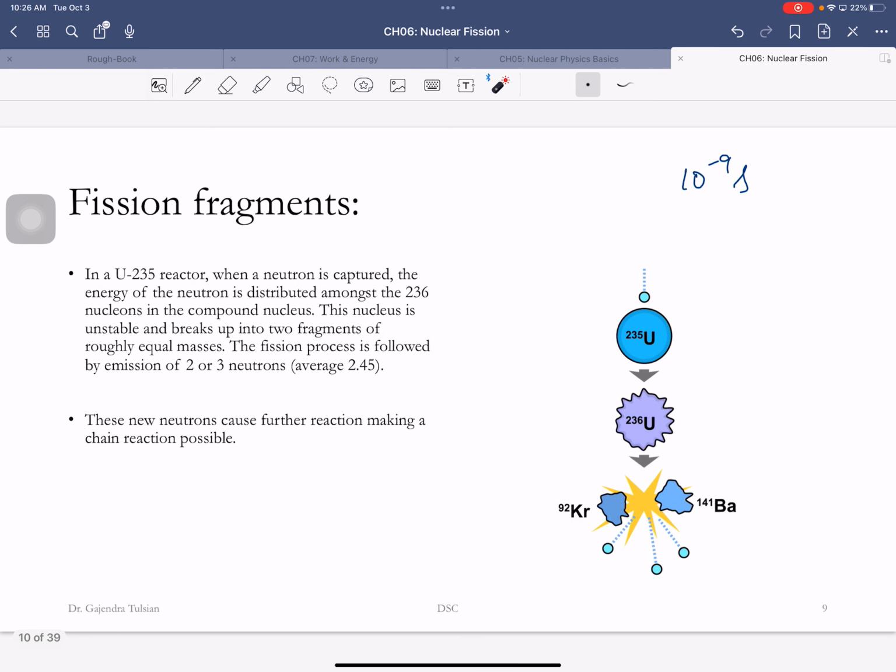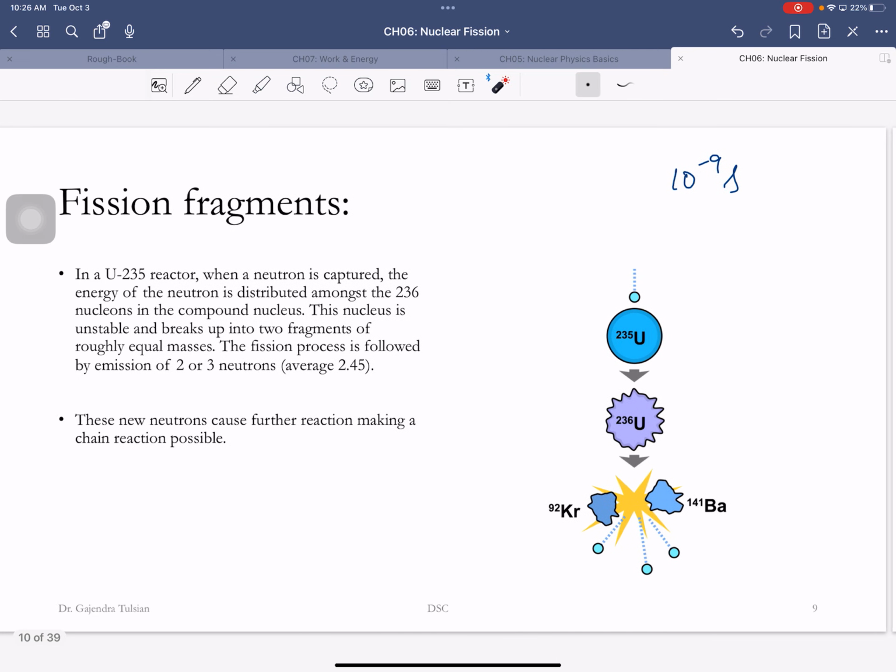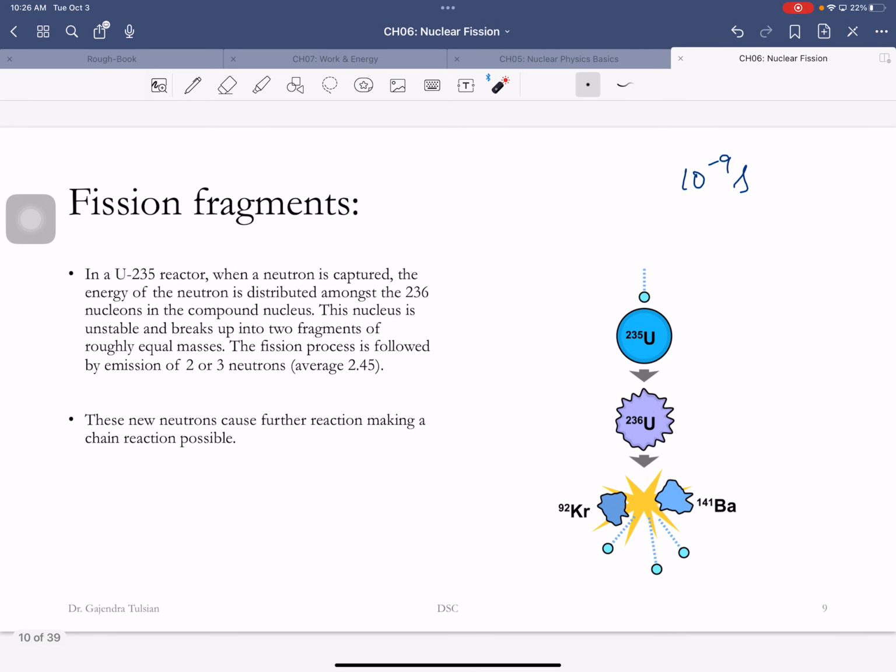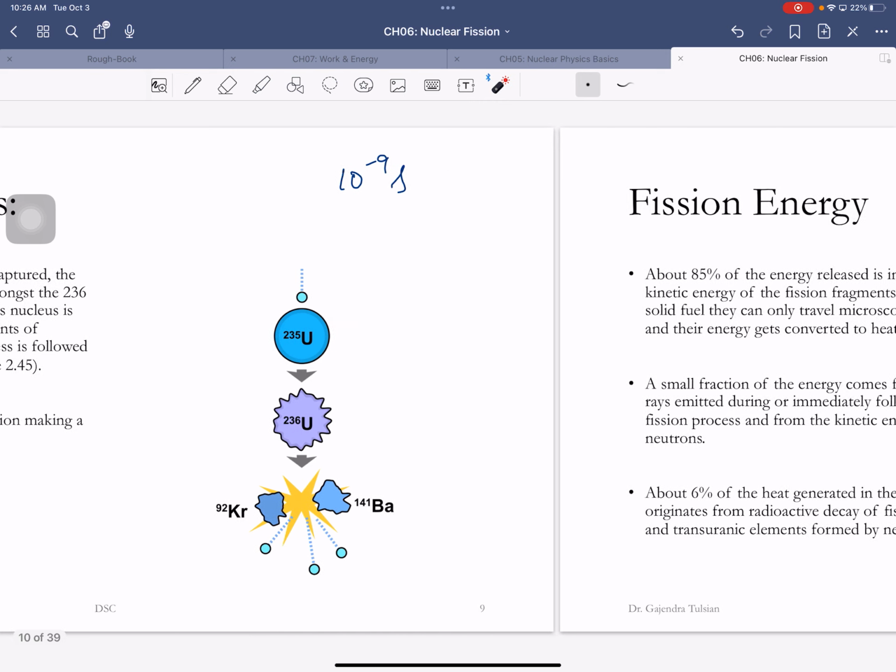The fission process is followed by an emission of neutrons. On an average, 2.45 neutrons are emitted. Of course, you're not emitting a fraction of a neutron. Some reactions emit 2 neutrons and others emit 3 neutrons.